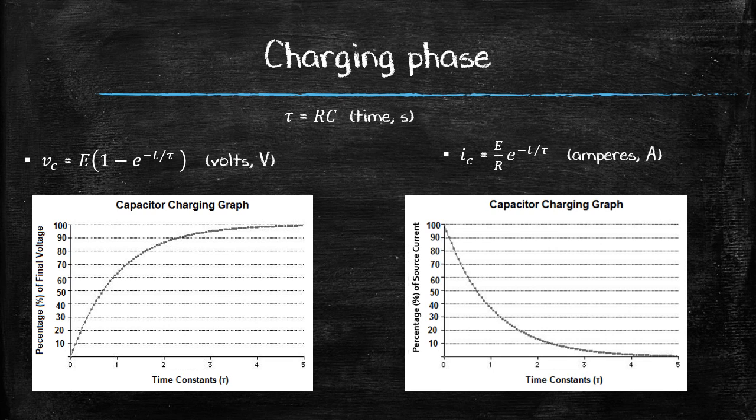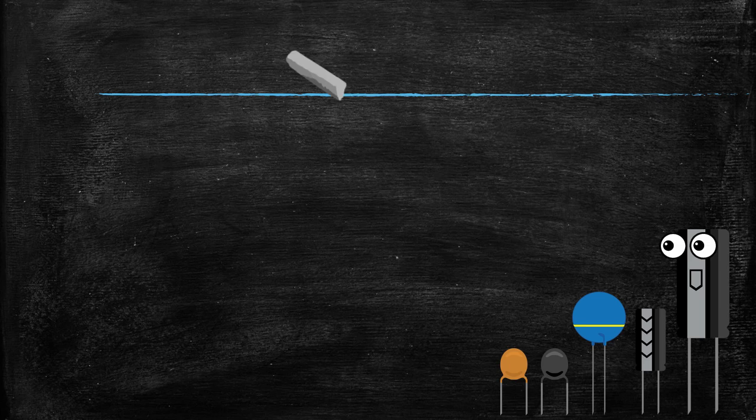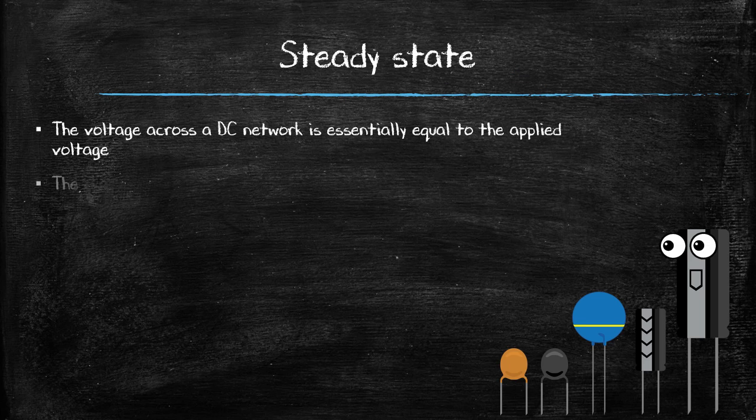As can be seen from the voltage versus time plot, the rate of change, or gradient, is higher within the first time constant and much less within the fifth time constant. The rate of change is the same for current, however it now has a negative gradient. After 5 time constants, we can essentially say that the voltage is equal to the applied voltage and the current is 0. Thus, we enter another phase, the steady state.